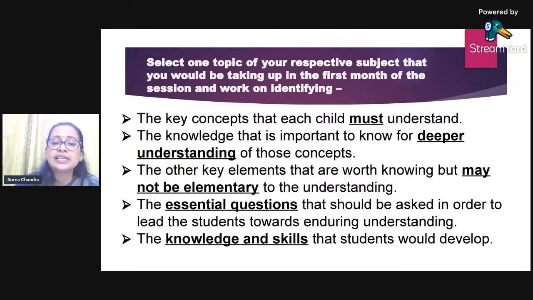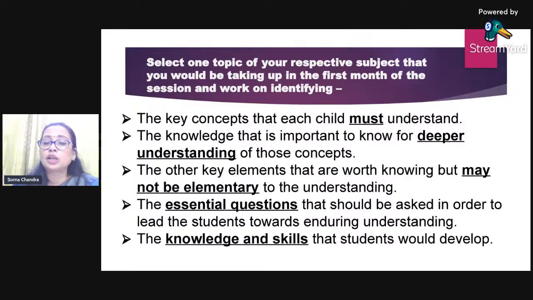The fourth is the essential questions that should be asked. For example, why are plants important for life on earth? How do the different parts of a plant work together to help it grow? What would happen if plants didn't have roots or leaves? Why do some plants survive in the desert while others need a lot of water? How do humans depend on plants? We are developing critical thinking.